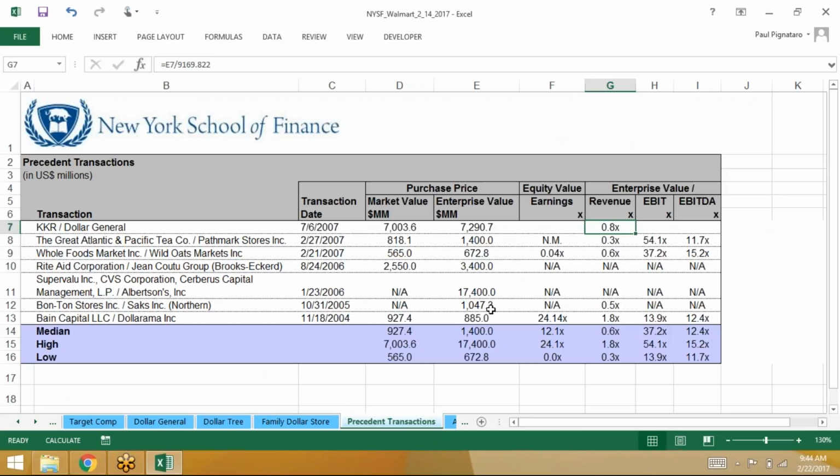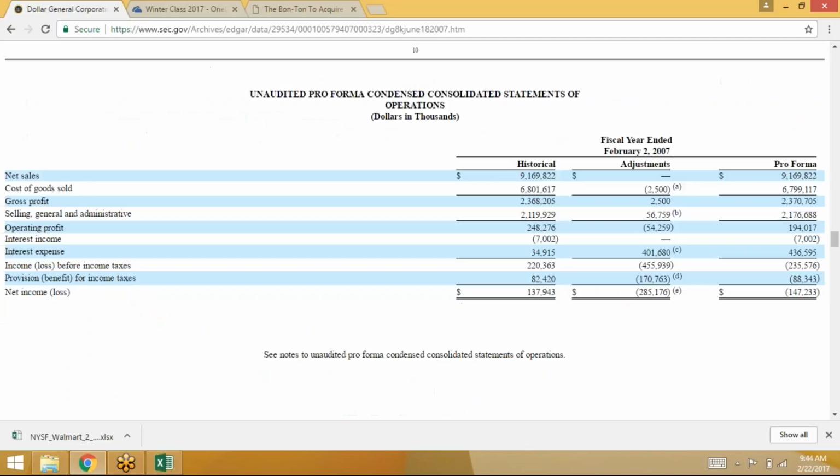So now we have revenue. Let's go down to EBIT and EBITDA. If we look at the historical analysis, we have net sales, COGS, gross profit, SG&A, operating profit. I don't see depreciation here, so I have to assume that depreciation is buried in here. So this is EBIT, and I've got to find depreciation and add it back. This is my EBIT, 248,276. It's got to be. Okay, so 248,276.